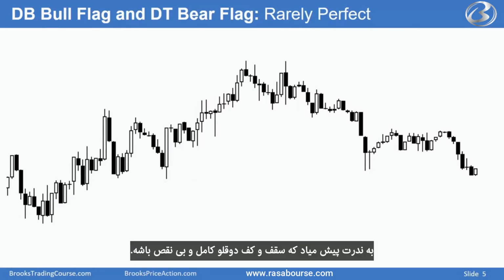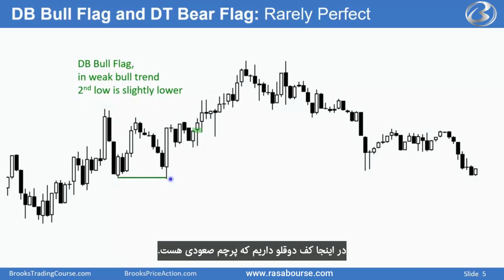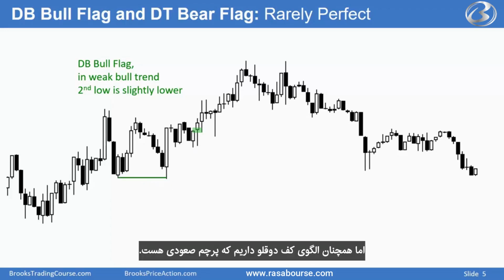Double tops, double bottoms, they're rarely perfect. So we have a double bottom bull flag in a weak bull trend. Second low is slightly below that low, but it's still a double bottom bull flag. This is a double bottom bull flag as well. You could buy above that bar. Two big bear bars, I'd wait for a second entry.